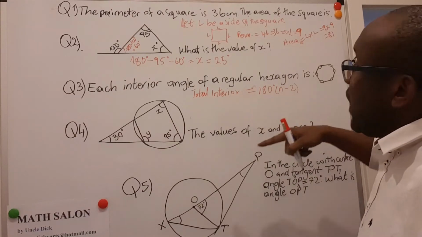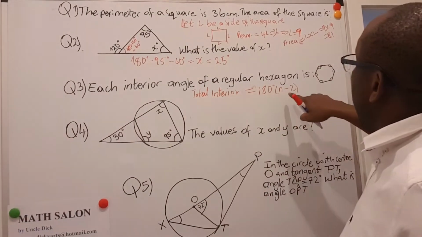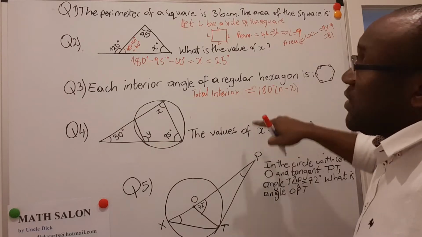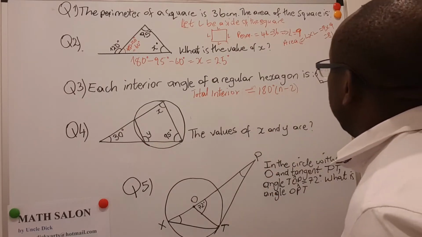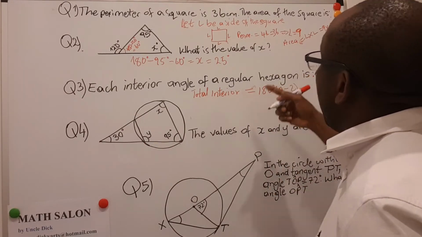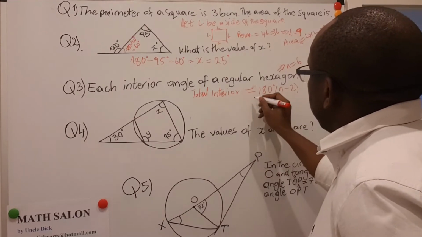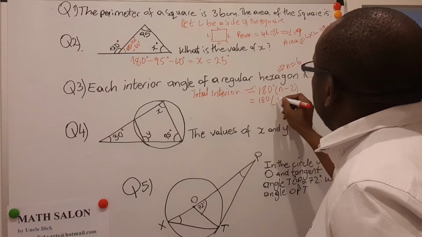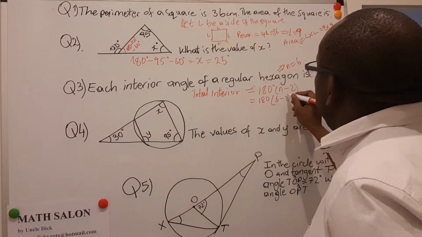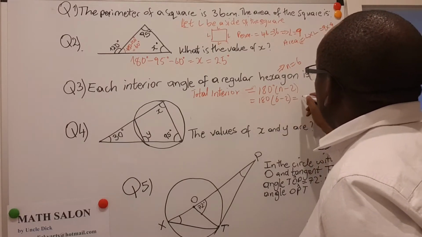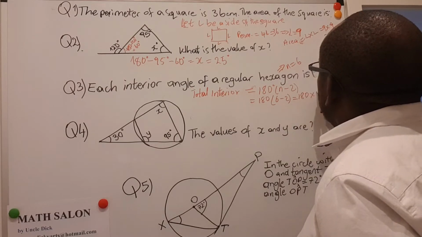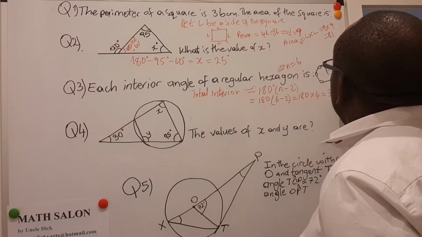If we take a square, it has 4 regular sides, and that is 4 minus 2, and that is 2 times 180, that is 360. So in our case, our n is 6 for a hexagon. So that means this is 180 times 6 minus 2. And that is equal to 180 times 4. And that is 720 degrees.